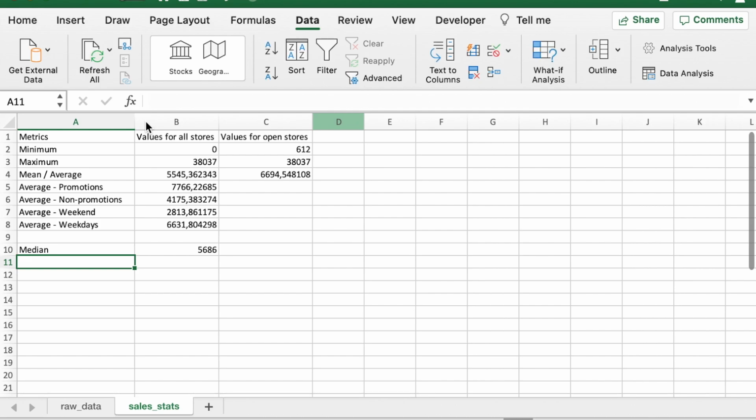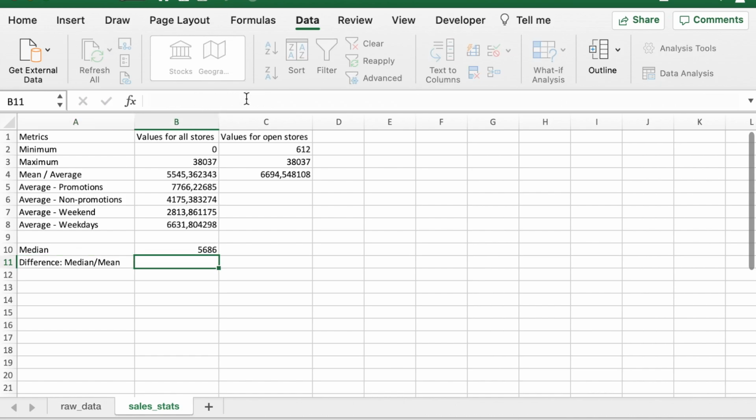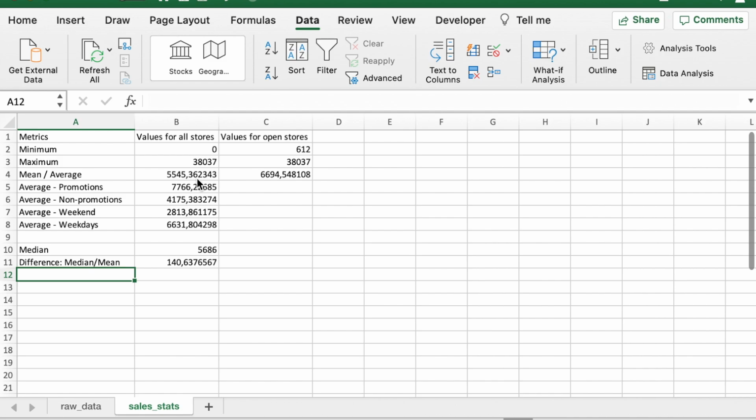Now interpreting the median and how it relates to the mean, that is very crucial for our analysis. So let's calculate the difference between median and mean. So we can simply subtract from median the mean. And we are noticing that our difference is only 140 euros.